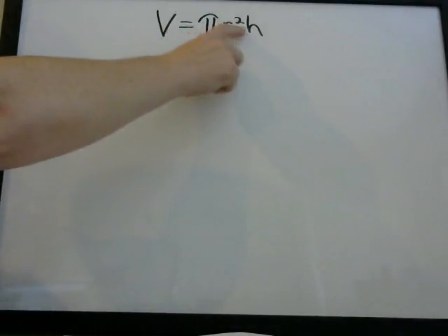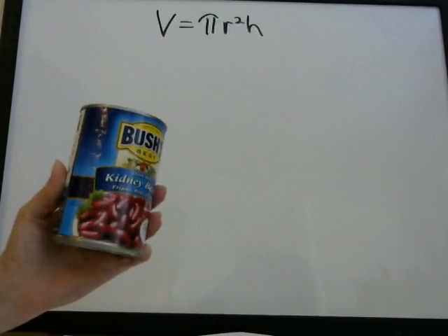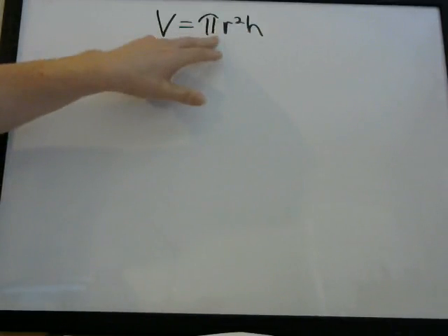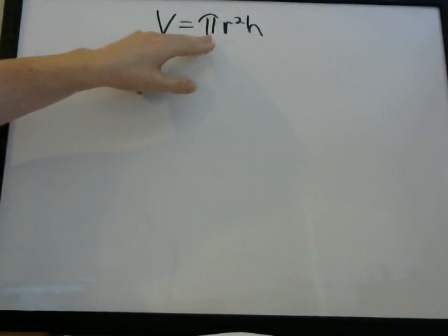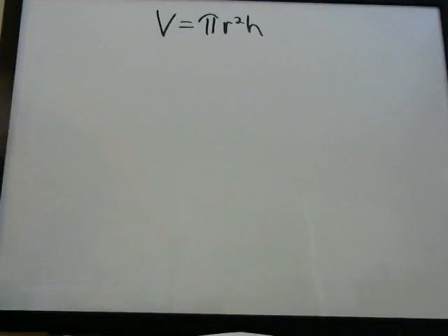So it's radius squared times height. So the height is just the height of the cylinder. And pi, remember, is just a number. It's 3.14, but we generally write it as pi when we're dealing with geometry. But that's also on your formula sheet, that pi is 3.14. So that's just a number. And so we'll work a couple of problems here.